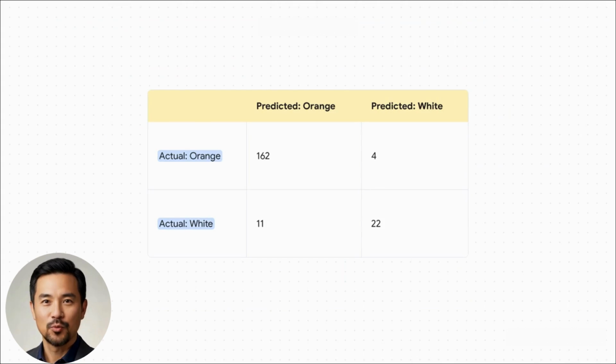Okay, let's plug in the actual numbers from our pumpkin model. See that diagonal, the 162 and the 22? Those are our wins, our correct predictions. The other diagonal shows the mistakes, 4 false positives, and here's the key part, 11 false negatives. This tells us we successfully found 22 white pumpkins, but we completely missed 11 of them. This is so much more revealing than a single accuracy score.